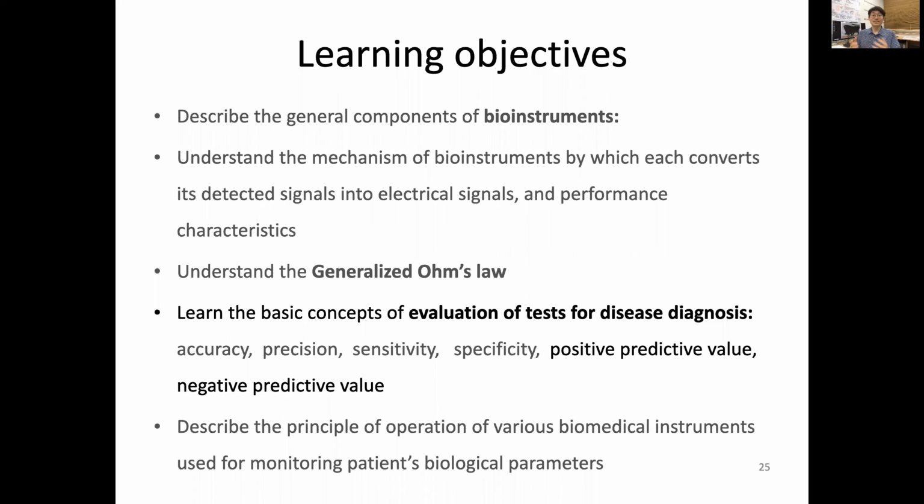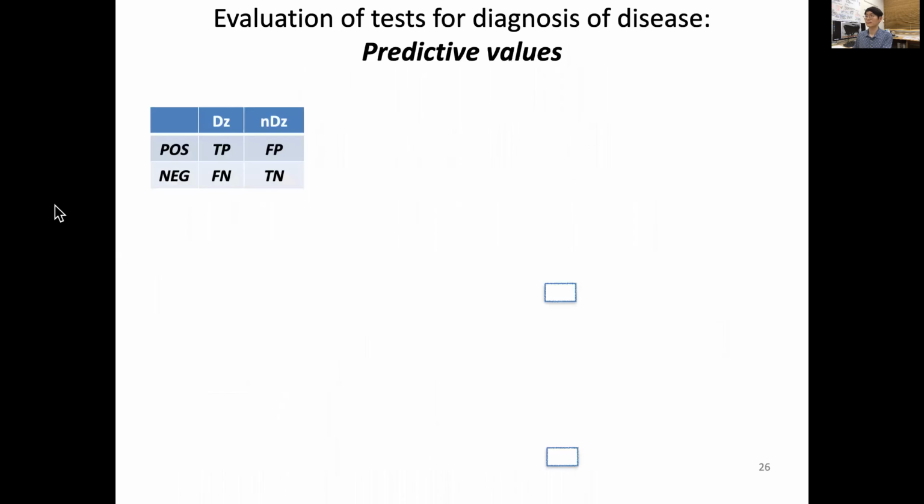Hi, let's continue the evaluation of tests, or decision matrix, for disease diagnostics. Now, we want to discuss predictive values. So, what are predictive values? First of all, let's start with this 2 by 2 decision matrix.